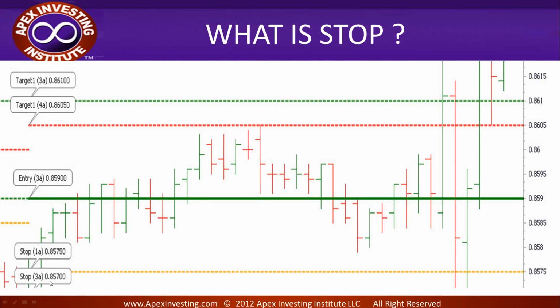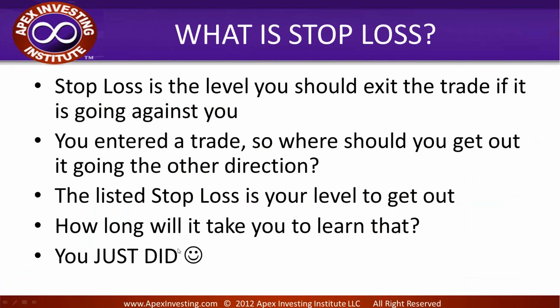The exit right here is a stop, so stop 3A, okay? It says 85.75 over here, but the way it plots to make it all fit on the screen, it's actually down at 85.70. As you can see, it says 85.70. It's actually a little bit lower, but 85.70, okay? So entry 3A, target 3A, stop 3A. So stop loss is the level that you're going to exit the trade if it's going against you. That's if you haven't moved your stop to break even.